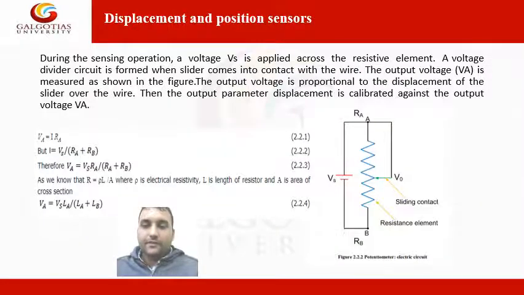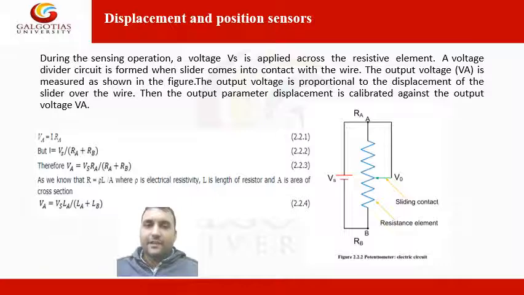As seen in the last slide, this is the potentiometer, and this is the electric circuit for this potentiometer. So how does this potentiometer measure displacement? During a sensing operation, a voltage Vs is applied across the resistive element, and a voltage divider circuit is formed.